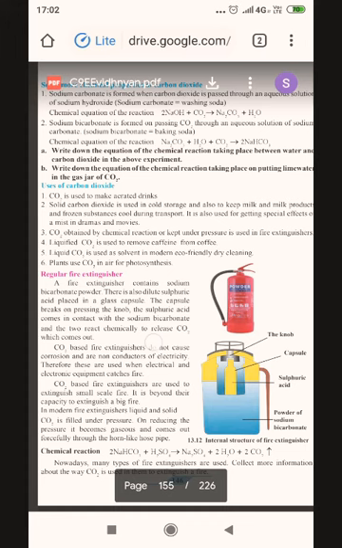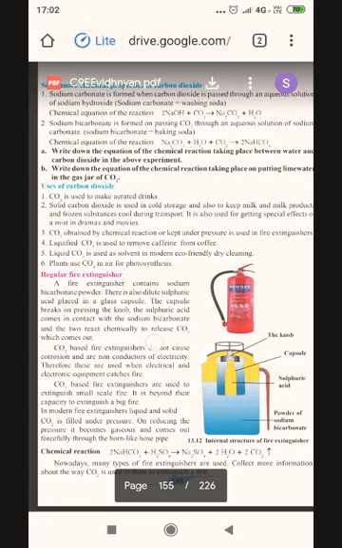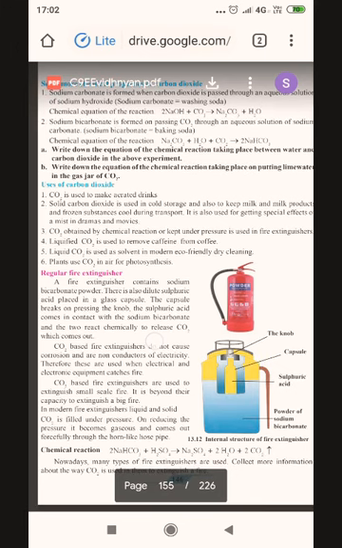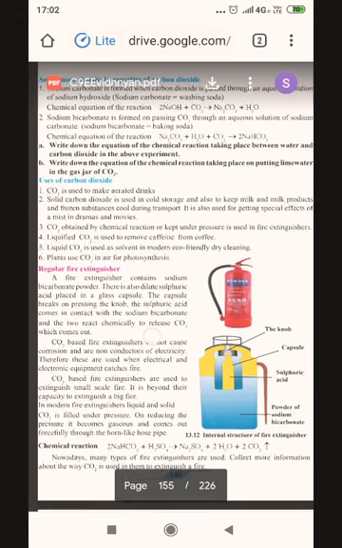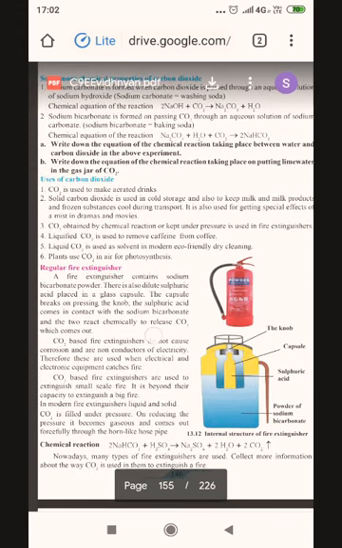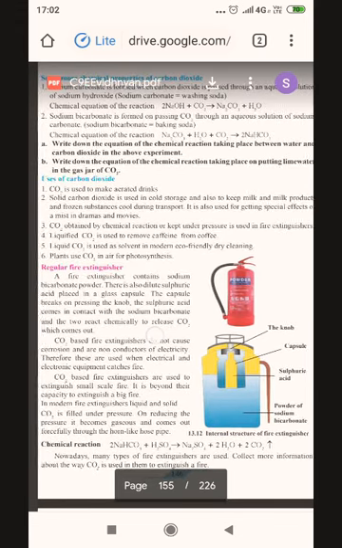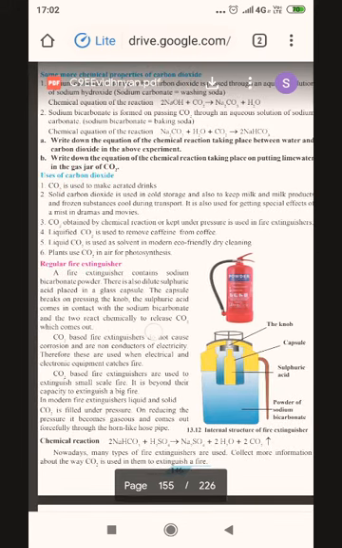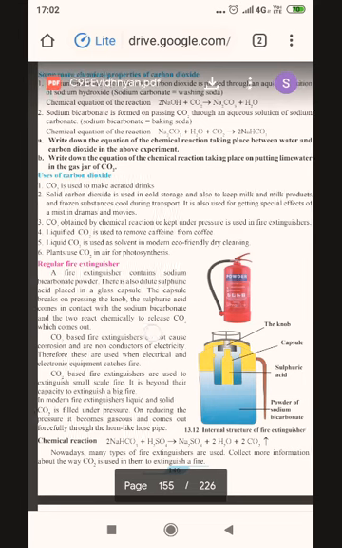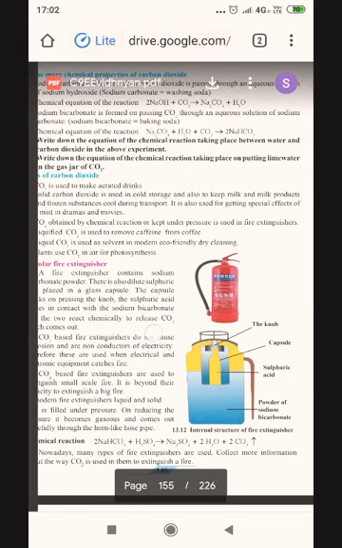Write down the chemical equation taking place between water and carbon dioxide in the above experiment. This can be written as H2O plus CO2 gives H2CO3. H2CO3 is nothing but carbonic acid. Write down the equation of the chemical reaction taking place on putting lime water into the gas jar of carbon dioxide.